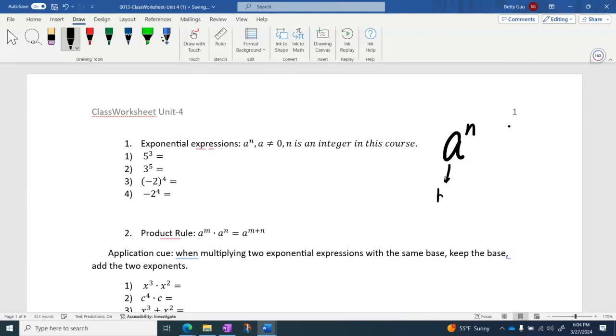A here is called the base of the exponential expression. And n here is called the exponent of the exponential expression. Two parts. That's how an exponential expression looks.